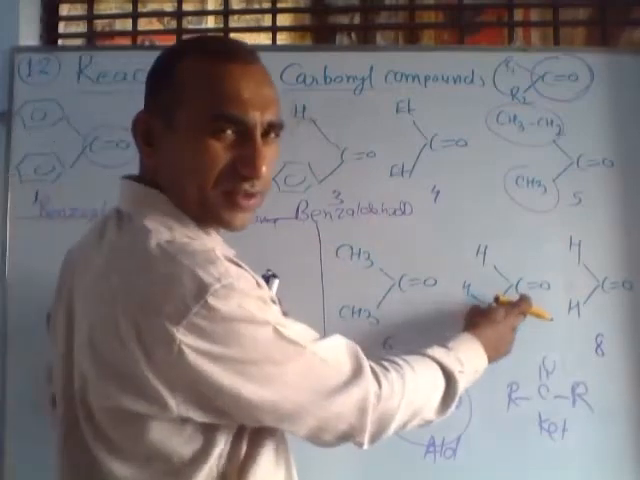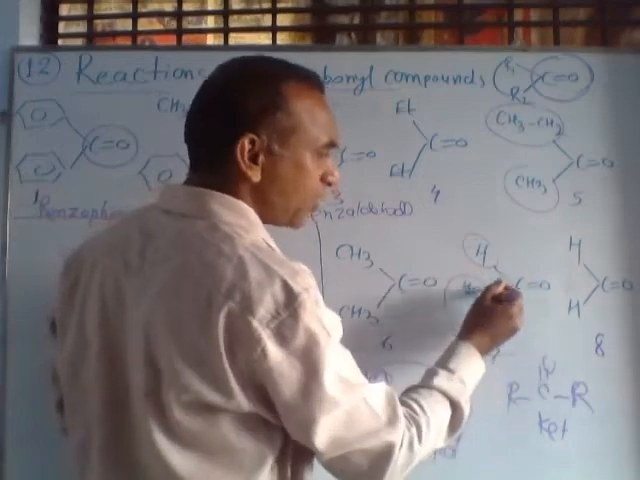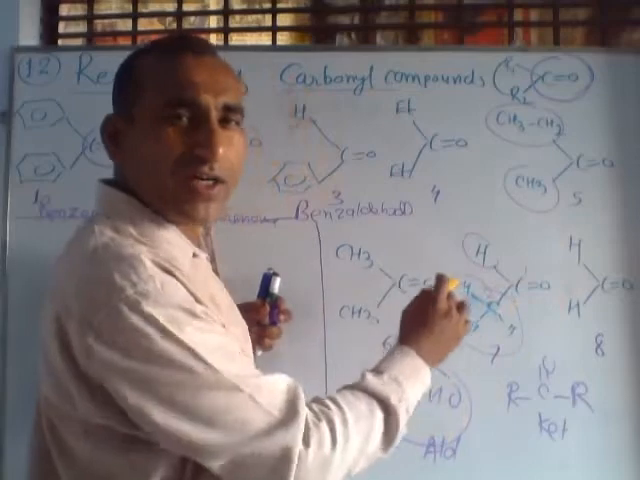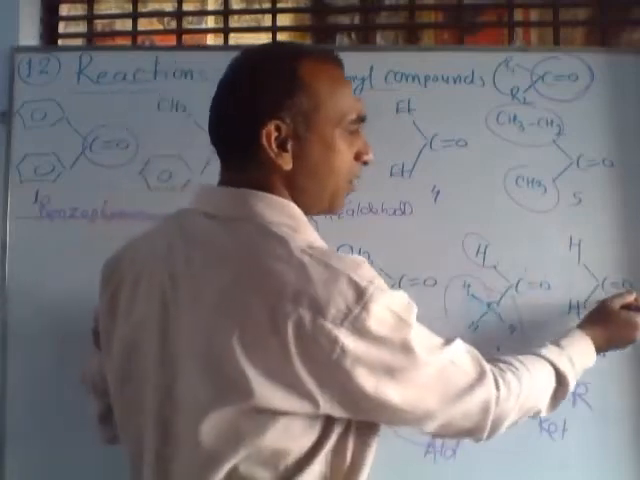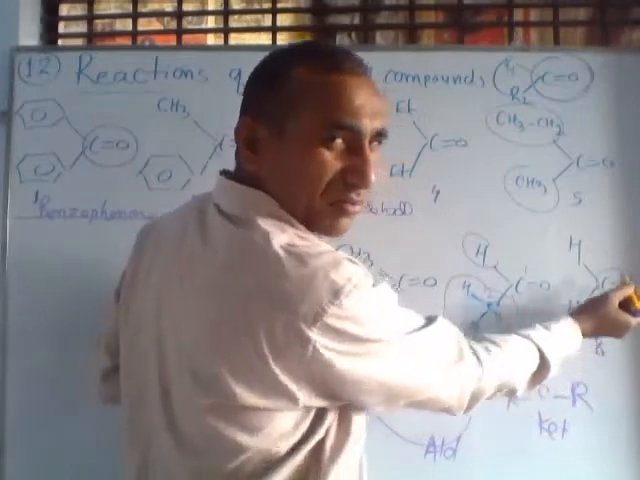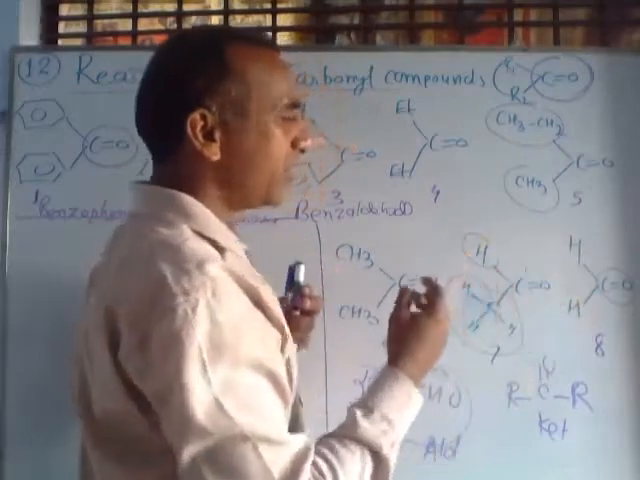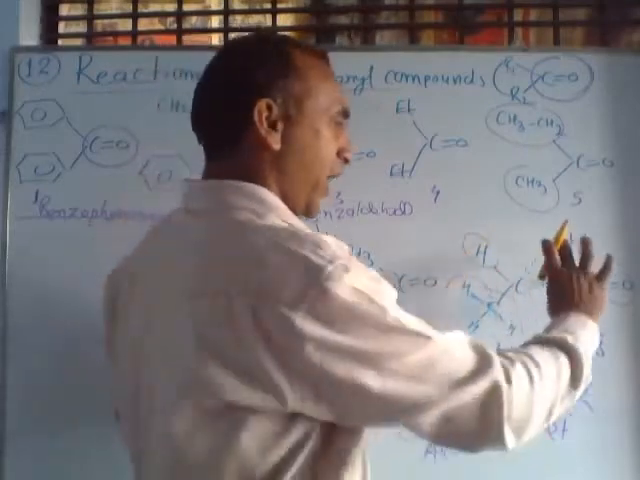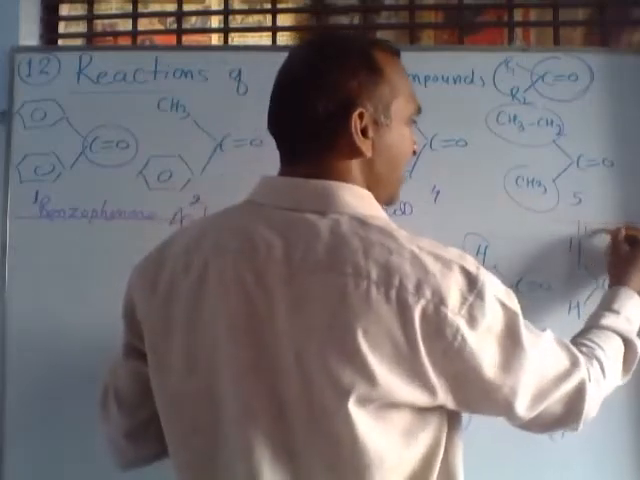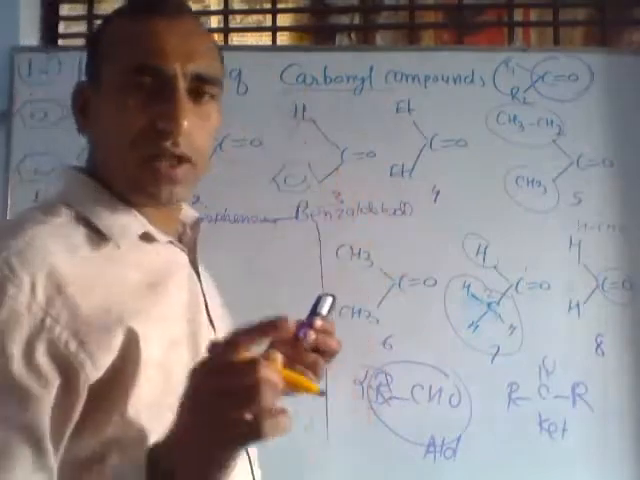But this is an aldehyde because here hydrogen and CH3 group are connected. So this has 2 carbons, and this is called acetaldehyde. But this compound is not a ketone because in the C double bond O carbonyl compound there are two hydrogens. If there is hydrogen, this is an aldehyde. Actually this is called formaldehyde. In short, you can write this as HCHO. Form means one carbon and the group is aldehyde, so this is called formaldehyde.